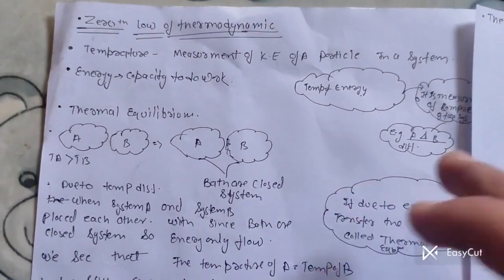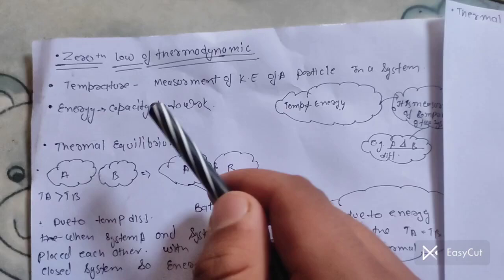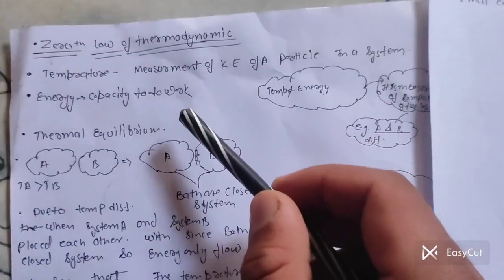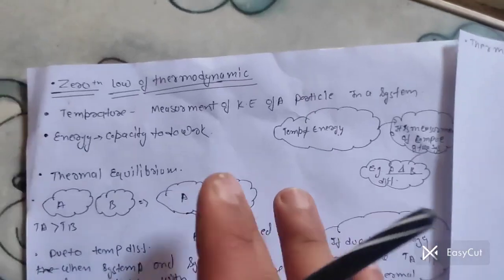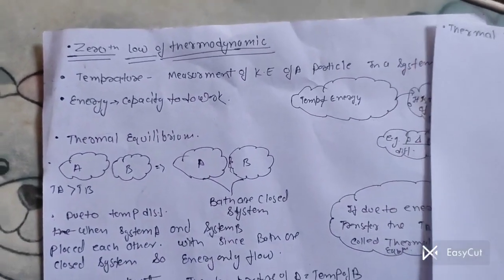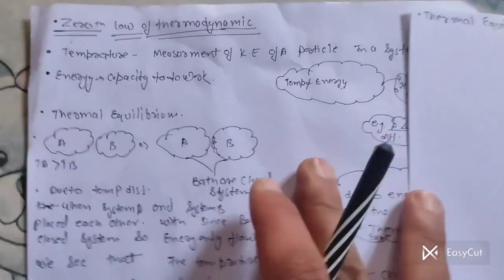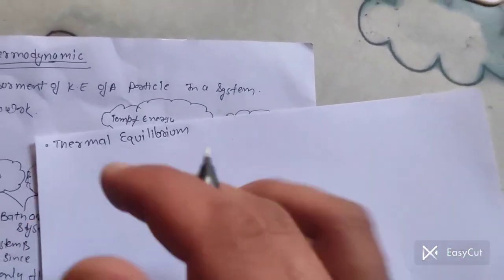Let's talk about the zeroth law of thermodynamics. In the previous class we talked about temperature. We saw that temperature is nothing but a measurement of kinetic energies. Now we talk about energy. Basically, energy is the capacity to do work. Let's understand what energy is, then we go to thermal equilibrium.